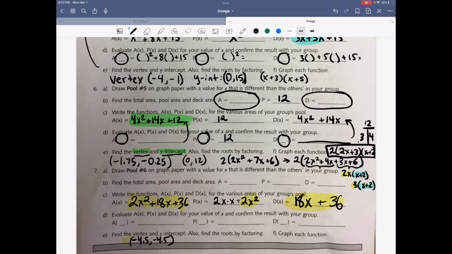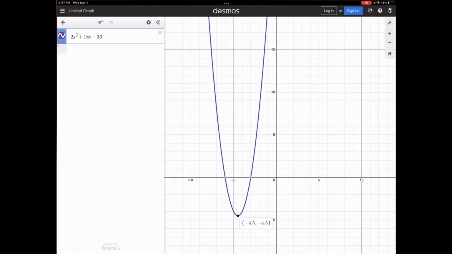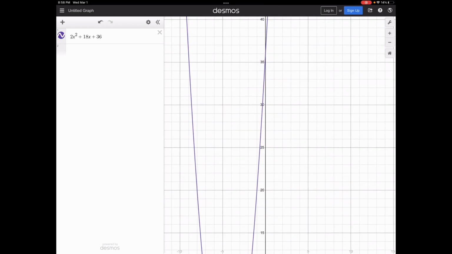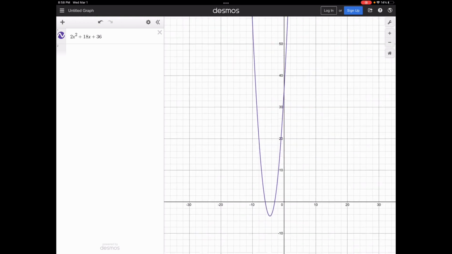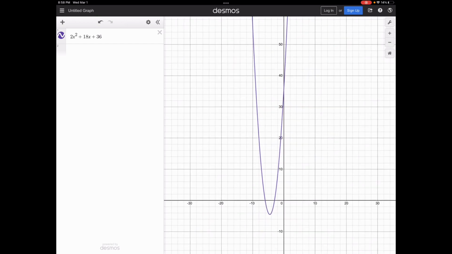My y-intercept, I can see it from my equation. It's going to be 36, because if I put in 0 for x, 2 times 0 squared is 0, 18 times 0 is 0, I'm left with 36. So if I plug in 0, I get 36. We can see that in our graph because the y-intercept is up here at 0, 36. When you graph this, you're going to need a lot of graph paper because it goes all the way up to 36, to infinity. But at least you need to have 36 on your graph.